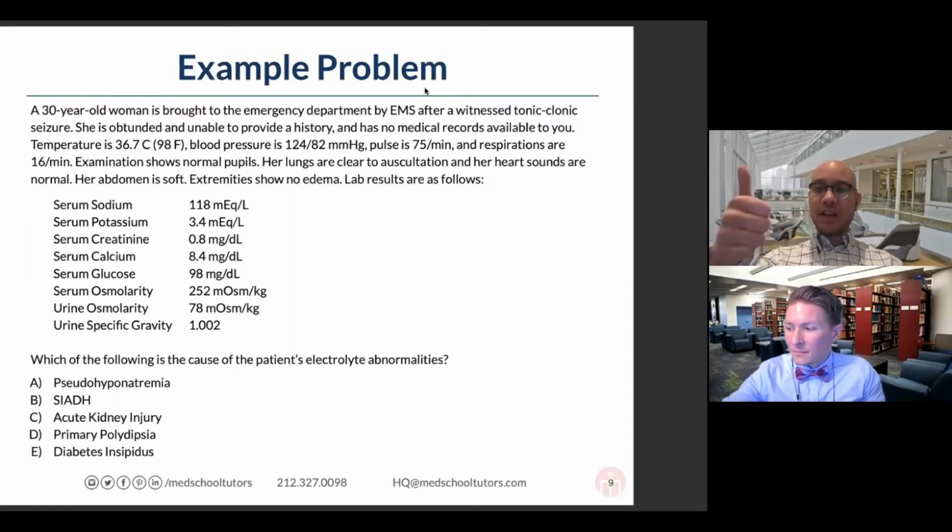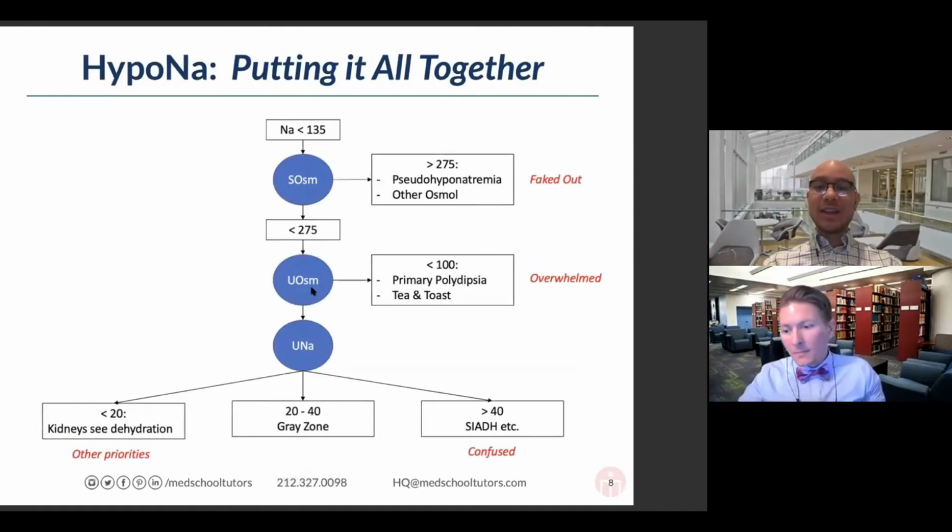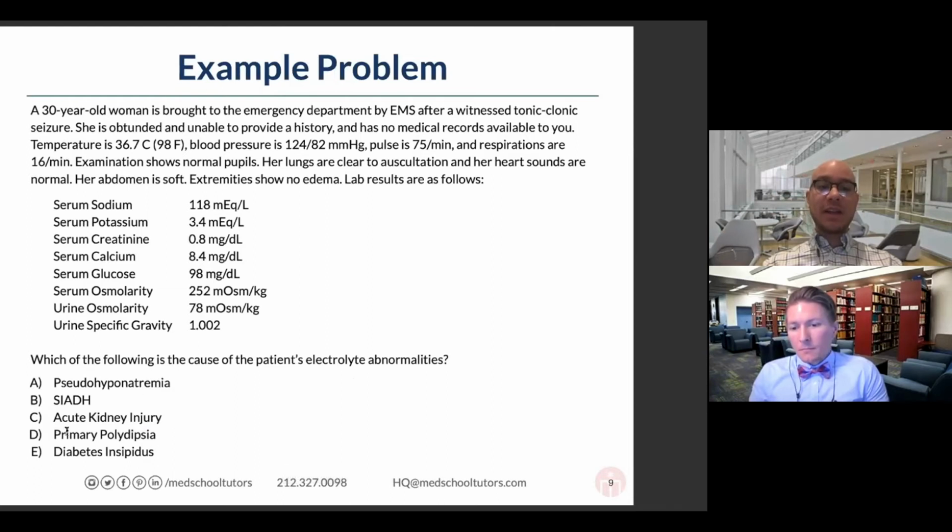So real hyponatremia. The kidneys are doing what they're supposed to be doing, and the urine osmolarity is pretty low, almost as low as the kidneys can possibly go. And if we back up just for one slide, we see that the kidneys are doing what they're supposed to be doing. The urine osmolality is low, so it's either primary polydipsia or it's some problem with solute intake, tea and toast, B or potomania, which means that the right answer here is most likely primary polydipsia, right?